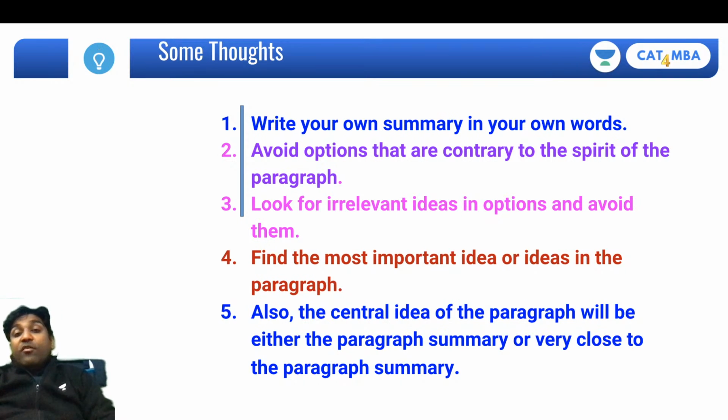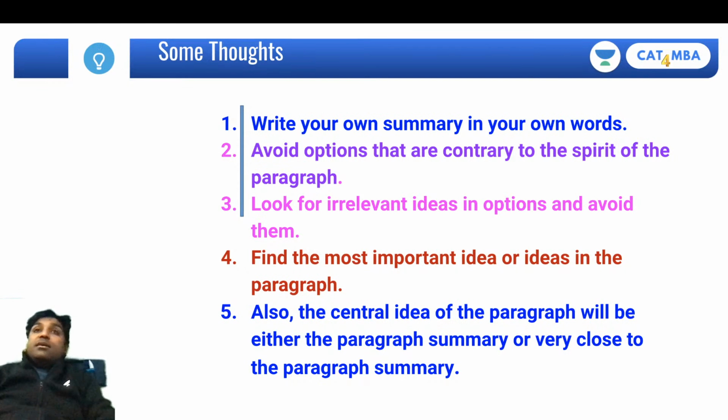Third point said: look for relevant ideas and options, and avoid irrelevant ideas and options. So three says that certain ideas and opinions given in the paragraphs may be completely irrelevant, so you can completely avoid them. Fourth says: finding the most important idea or ideas in the paragraph.